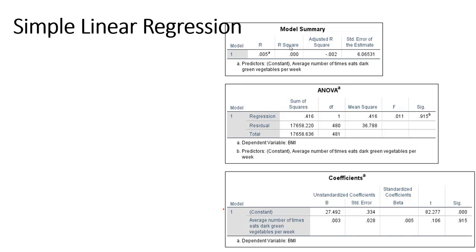If there was a significant relationship found, the output also produces a highly informative regression equation. Here we can see that the unstandardized beta value for the constant, also known as the y-intercept value on a scatter plot, is 27.492. This means that when the independent variable, green vegetable consumption in this case, is 0, the BMI averages 27.492 in the sample. The table also shows that the unstandardized beta coefficient for the independent variable, again green vegetable consumption, is 0.003. This is shown here.